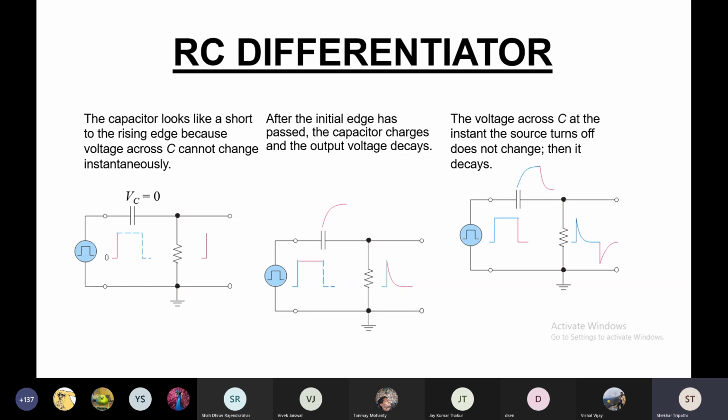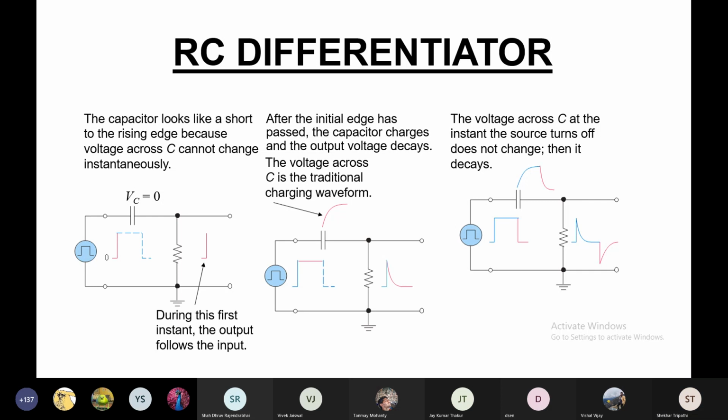As you can see here, the capacitor looks like a short to the rising edge, because the capacitor cannot change instantaneously, and hence during the first instance the output follows the input. After the initial edge has passed and the source becomes constant, the capacitor charges, and hence the output voltage across the resistor starts to decay. The voltage across C, the capacitor, is the traditional charging waveform, and the output across the resistor, which is the output we require, starts to fall exponentially.